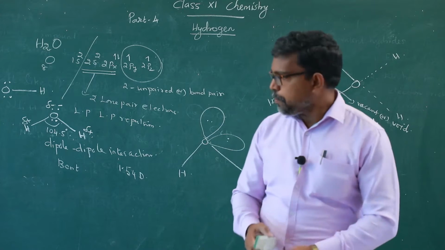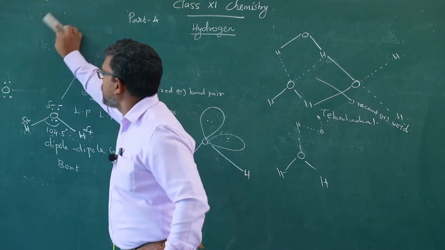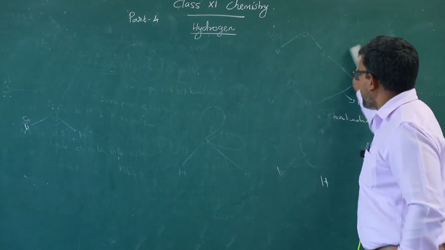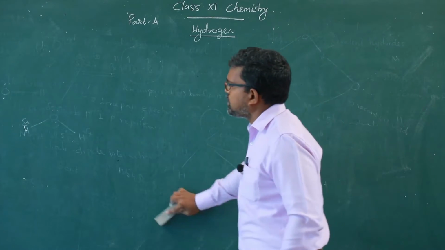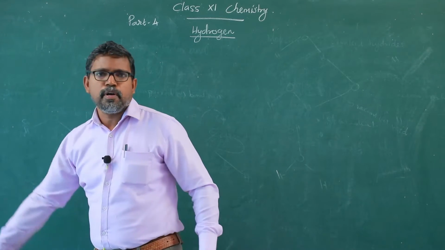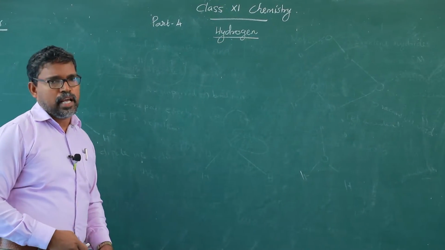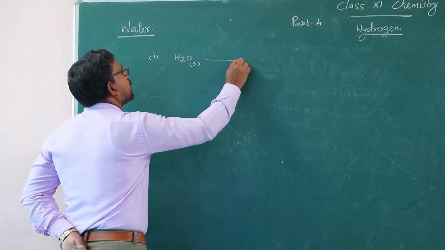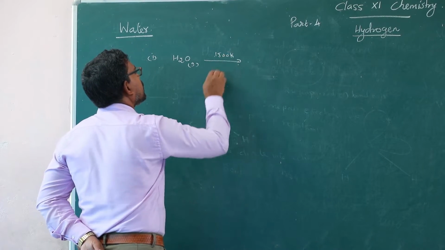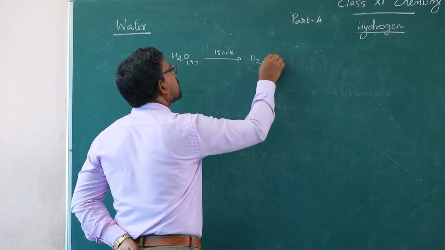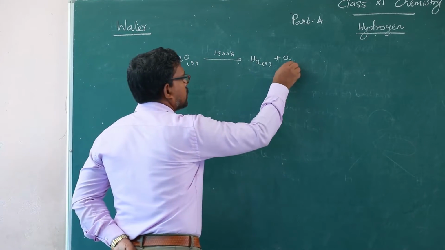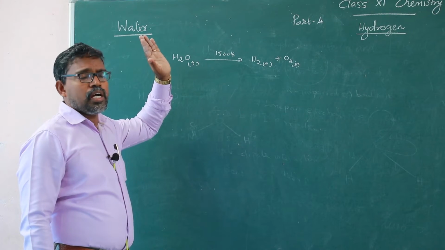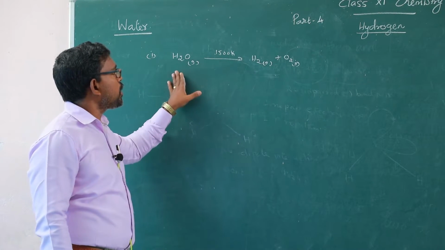And now some chemical properties of water. Chemical reactions of water. First of all, the stability of water. Water is stable at ordinary temperature as well as at a very high temperature. When it is heated to an extremely high temperature of about 1500 Kelvin, water dissociates. Water in the gaseous state heated at 1500 Kelvin gives hydrogen gas and oxygen gas. So water is stable under normal temperature and extremely high temperature. Even at 1500 Kelvin it only partially dissociates.